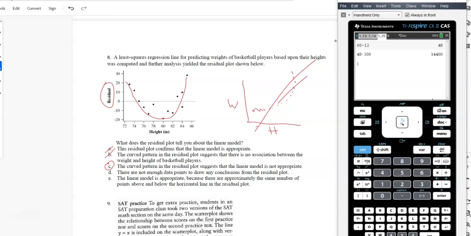There are not enough data points. I don't know. I mean, there's plenty. The linear model is appropriate because there are approximately the same number of points above and below. That's not always true with the residual plot. I should say the positive residuals add up to the negative residuals. Usually they're similar, but sometimes you have some residuals that are really longer than others, and so you don't need as many to make those add up to 0.